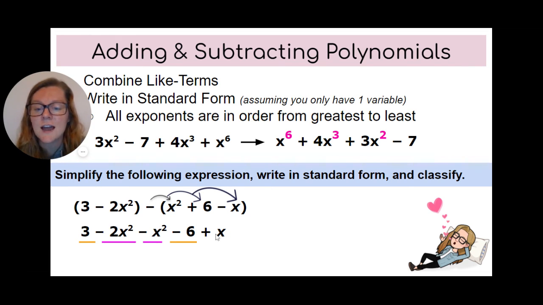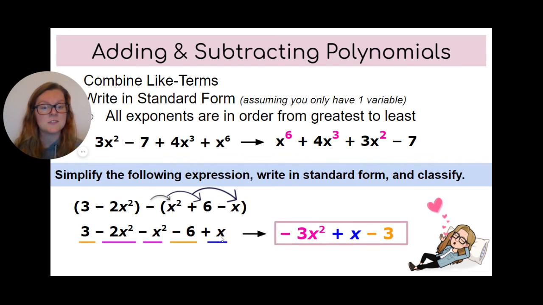And then notice I have a lonely x right here. I cannot combine the x and the x squared because they don't have the same exponent power. So that x just has to stay by itself. So I'm also going to write it in standard form. So I'm writing negative 3x squared first, then the x, then the negative 3. This is in standard form.